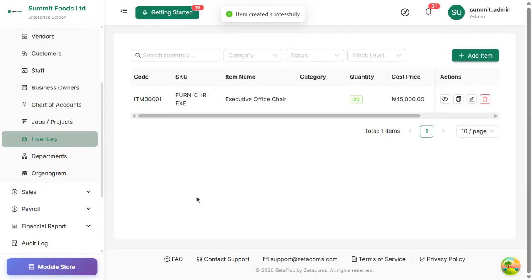The item is in stock, 20 chairs, valued at cost, ready to be sold on a customer invoice or used in production. That completes the CRM master data: customers, vendors, staff, jobs, departments, business owners, and inventory, the full foundation your transactions build on.